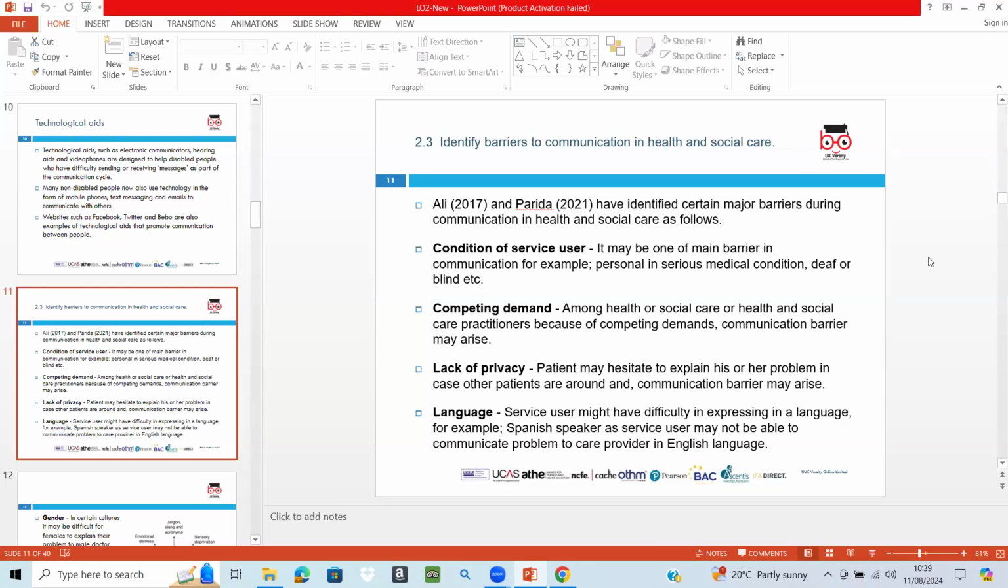Then we have language. Language barriers can hinder communication. As an example, a service user who only speaks, for example, Chinese might not understand English instructions, leading to potential miscommunication about care. Providing a translator or translated material is crucial in such scenarios.